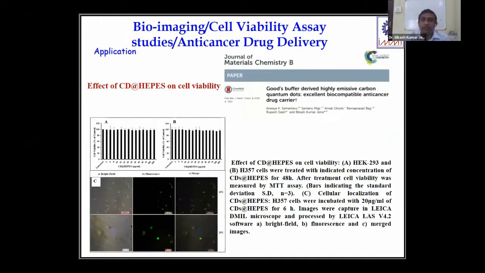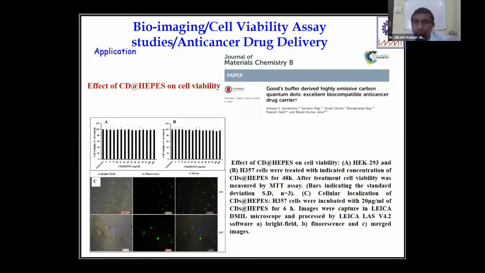After successfully synthesizing these carbon nanodots, we have used them for anti-cancer drug delivery applications. We immobilize some kind of anti-cancer drug on the carbon surface, and we deliver this drug-immobilized nanoparticle to the cancer cells, which I'm going to tell you about.